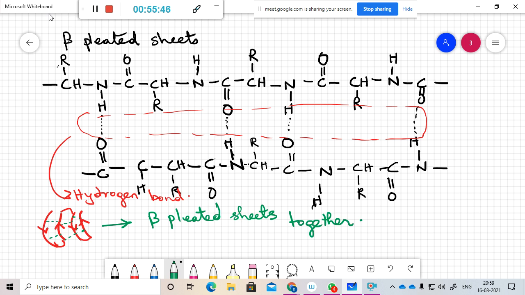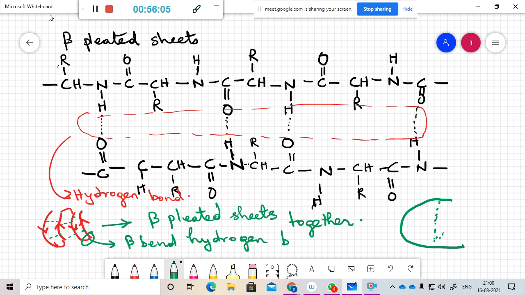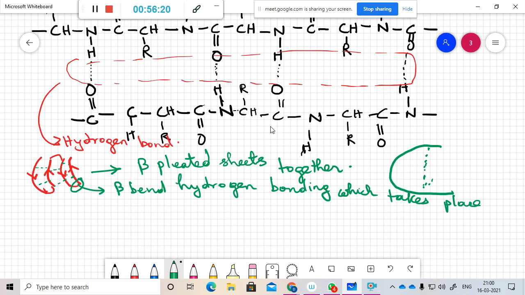Similarly, even in beta bend, when this turning takes place, there is also a hydrogen bonding which takes place in this region. There is a beta bend bonding which takes place. So this is how the alpha helix and beta sheets are there.